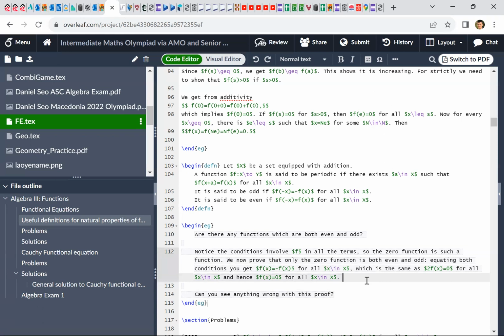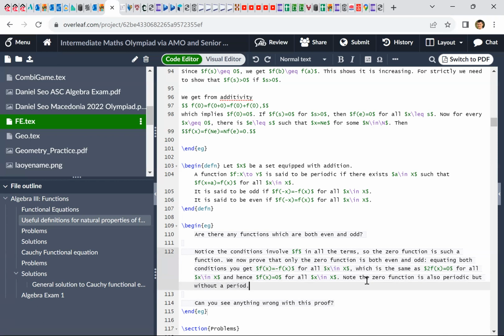Yeah, I guess note the zero function is also periodic, but without a period. Without the domain is reals or complex. Or is there a domain where the condition holds when f of x is 0? Yeah, I think you got the main idea.